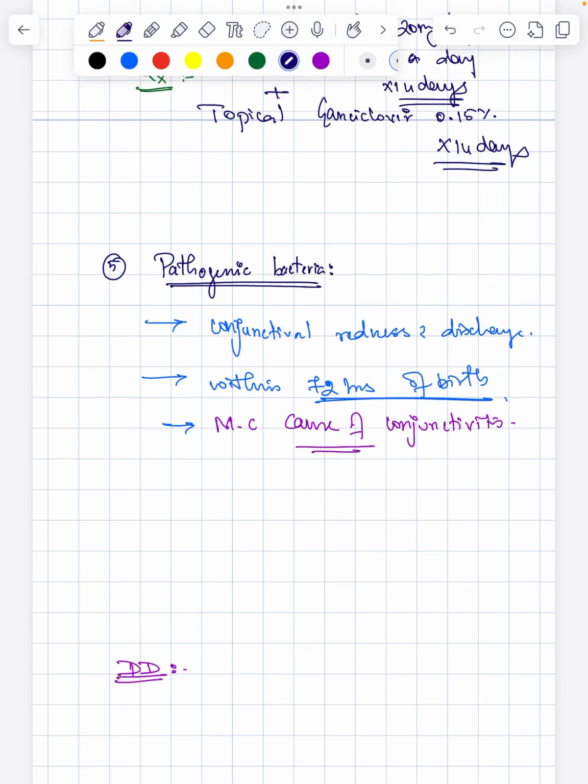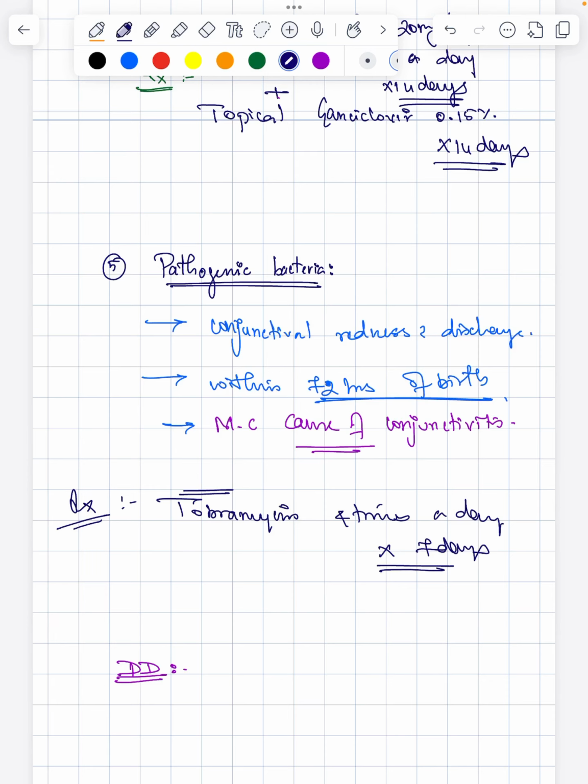Next, what is the treatment for this? The treatment for this pathogenic bacterial conjunctivitis will be tobramycin eye drops. You should give tobramycin eye drops at least 4 times a day for 7 days, right? This is the treatment option for this.